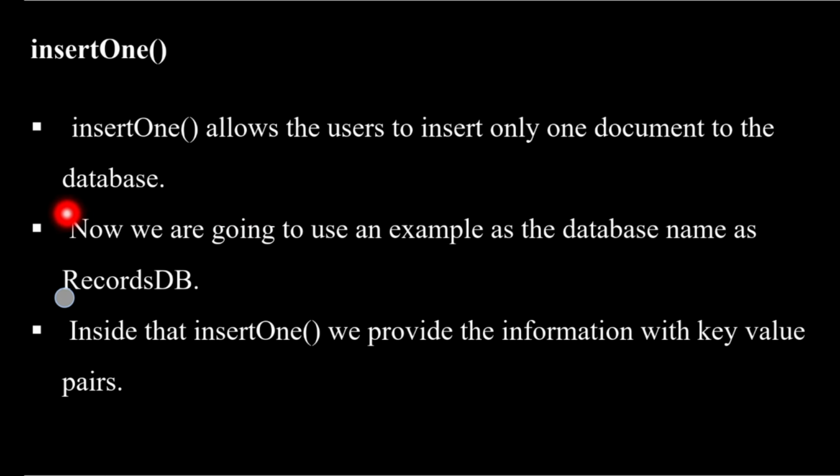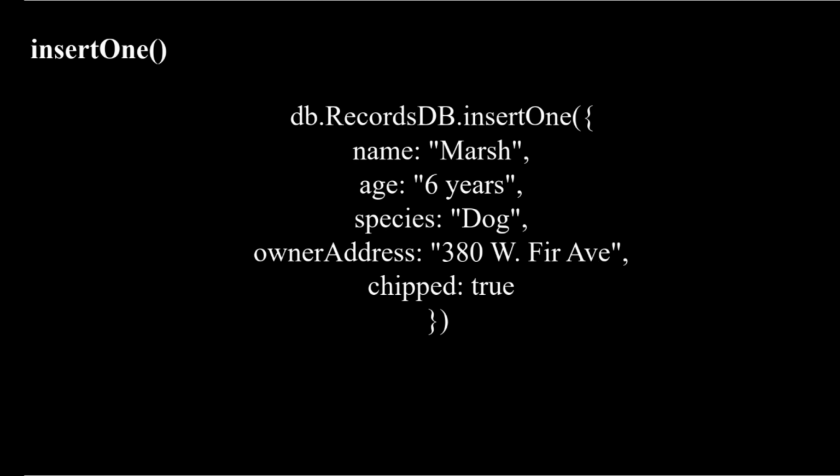Now I'm going to walk you through the examples. Let's assume the database name is records.db. Records.db is the database name I'm keeping as an example, and inside the insert one function I can use the document and insert it into the database.